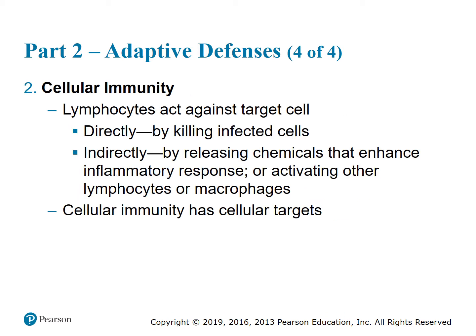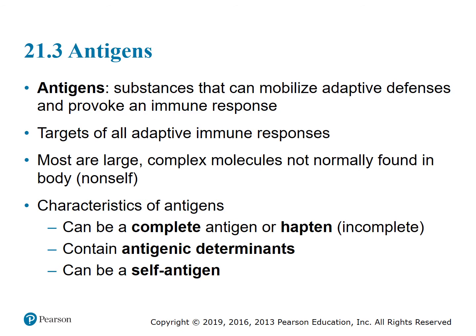The second component is cellular immunity. Lymphocytes act against the target cell directly by killing the infected cell, or indirectly by releasing chemicals that enhance the inflammatory response, or activating other lymphocytes or macrophages. Cellular immunity has cellular targets. So let's begin the discussion by talking about antigens, and then we'll talk about the antibodies.